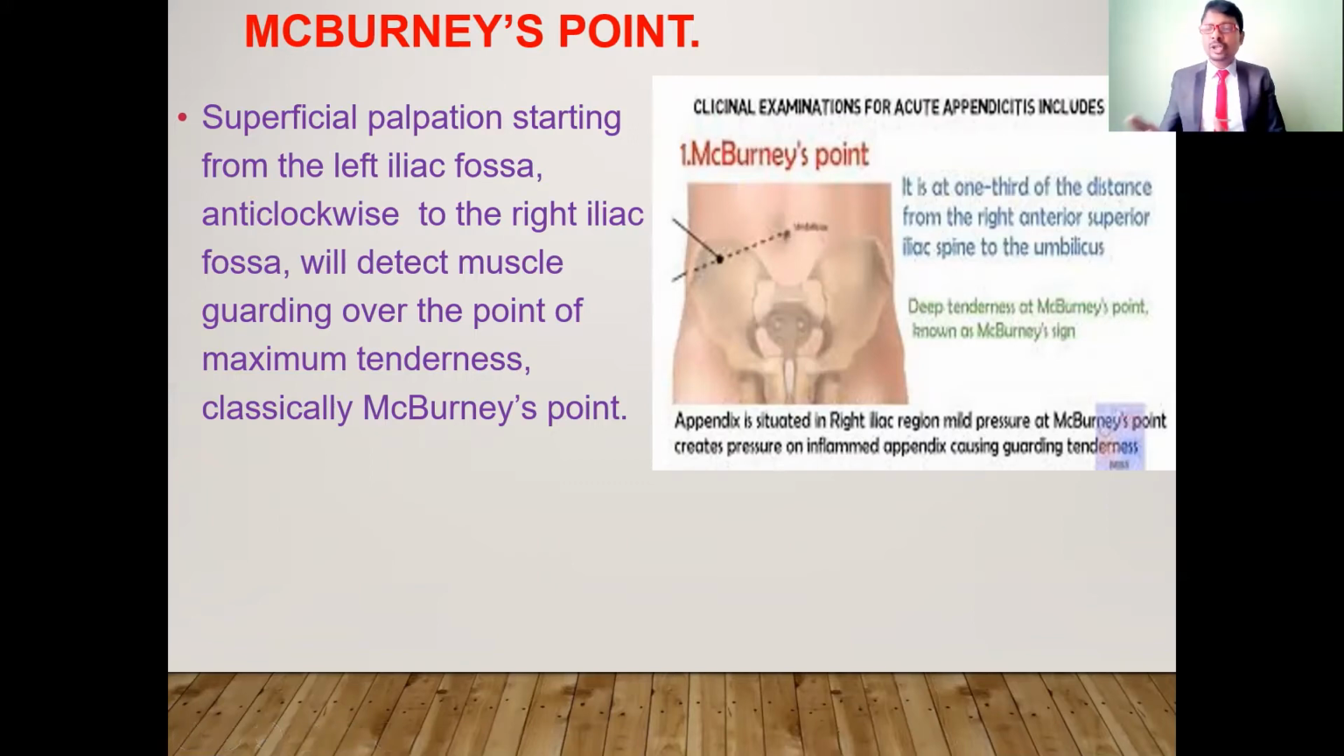So the pain is going to be aggravated during coughing, or maybe with any excessive movement, so the pain is going to increase. If you palpate this McBurney's point, in a clockwise and also anti-clockwise direction, the pain is going to be more, and they are going to feel it at the right iliac fossa. So it indicates acute appendicitis. So this is called McBurney's point.